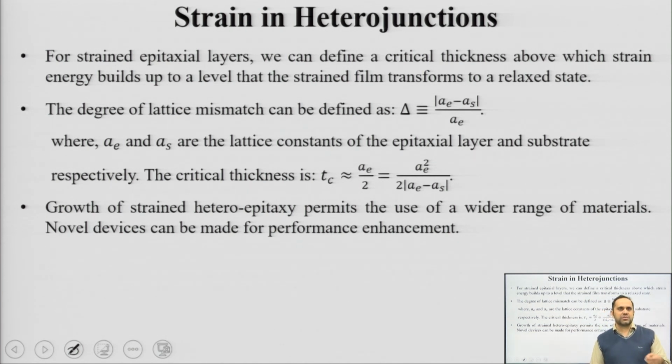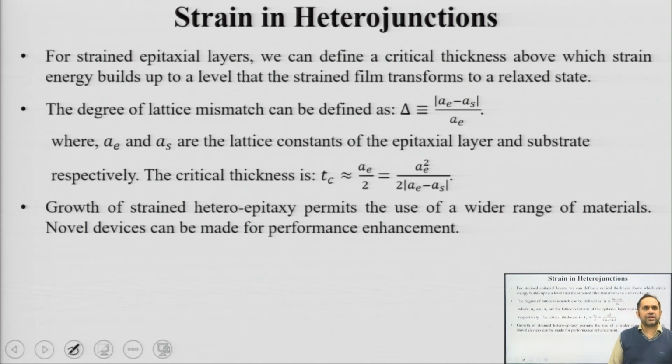We want strain to be present. So, when silicon tries to become tensile strained, it alters the energy band diagram, it reduces the band curvature, which affects the effective mass, giving a lower effective mass, and it increases the mobility of charge carriers. So, strain in heterojunctions tends to produce high mobility devices.